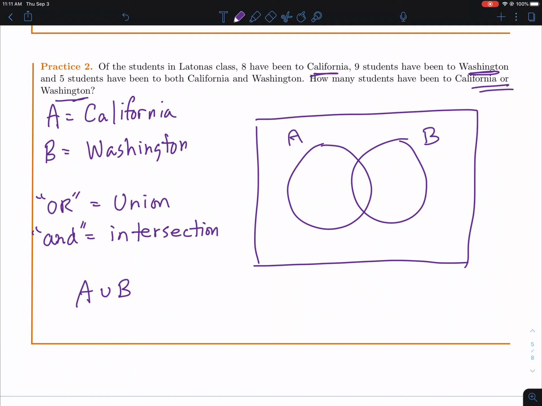Now again, just like on homework problem 9 I did, you've got to be careful because in this case it says that 8 people have been to California. Well, that doesn't mean you want to just throw an 8 right there. What that means is that if you take this whole entire circle A, everything that's in the big part plus this little part here has to add up to 8. So keep that in mind when you're doing these kinds of problems.